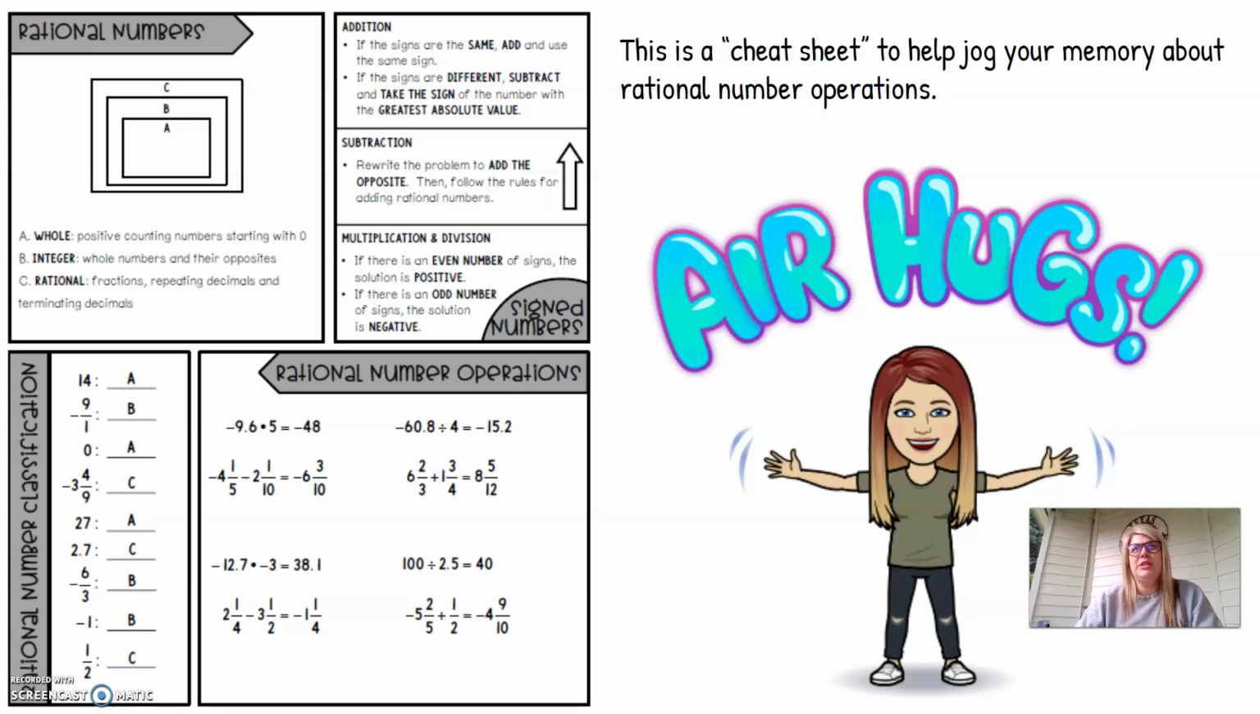I did some things a little bit differently this week because the rest of my 7th grade and 6th grade pre-AP teachers are using some task cards, but we used those task cards as extra credit, I think, when we did rational number operations. So we're doing something a little different than what the rest of the classes are doing this week, just because of that. But again, this is a cheat sheet to help jog your memory about rational number operations.